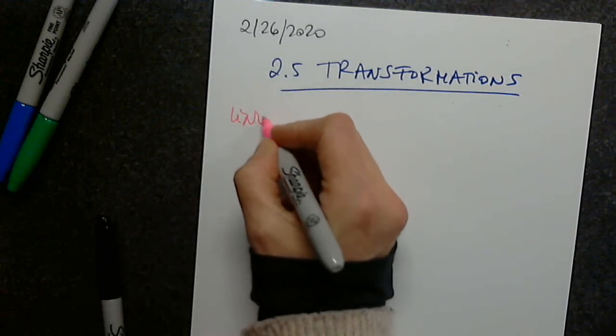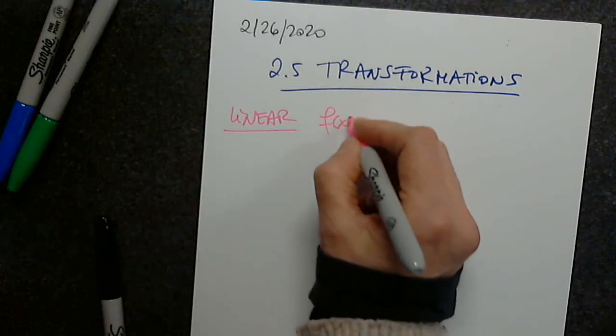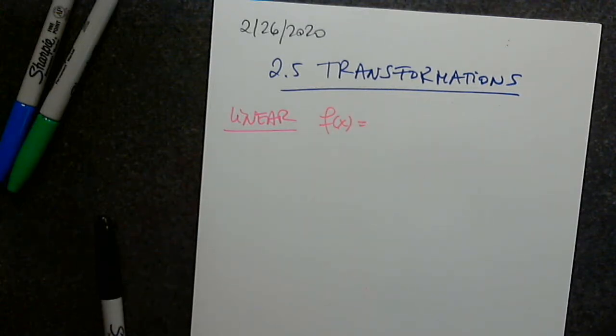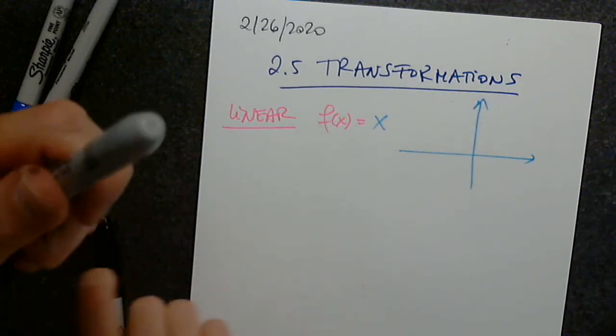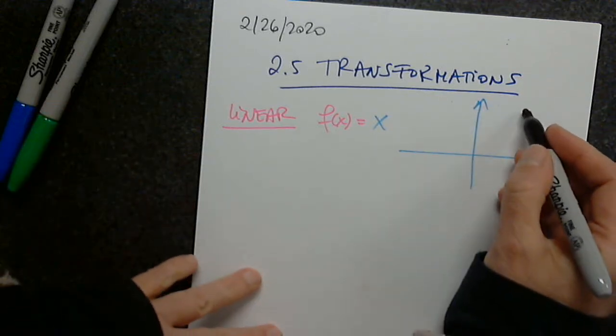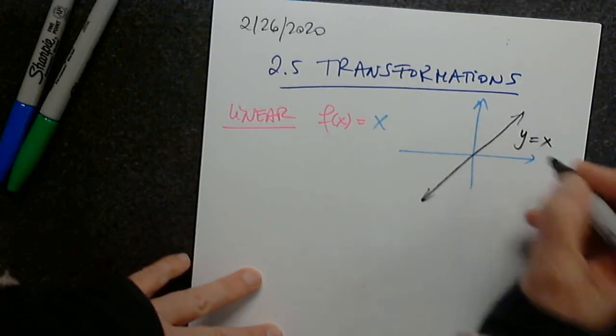So, linear. Can anyone give us the easiest possible, simplest possible linear function that you can think of? Say it again. You mean just x because it's linear. Yes, we're going to get to quadratic in a minute. So we're going to graph this, and we get this graph. So this is y equals x.